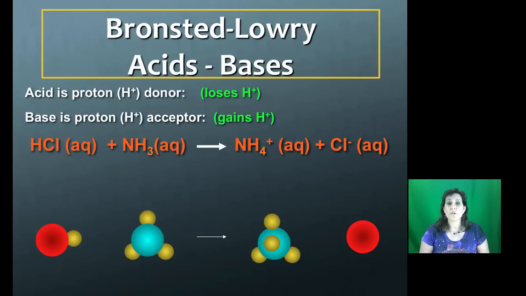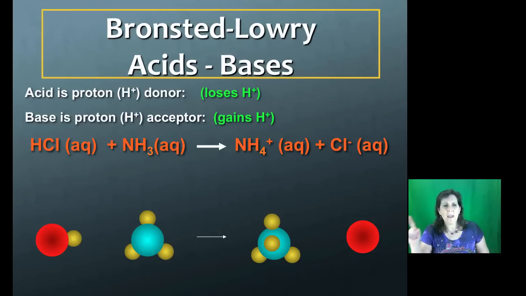So let's look at the reaction on the screen. We have again our hydrochloric acid, HCl. This time we have NH3, aqueous. And look at the products: NH4+ aqueous, dissolved in water, plus Cl- aqueous, dissolved in water. Let's look at before to after.